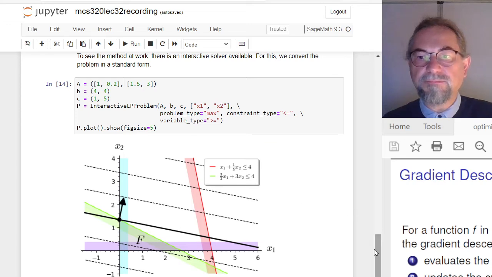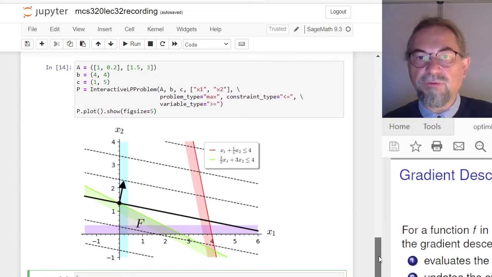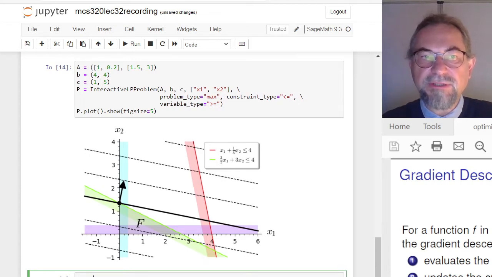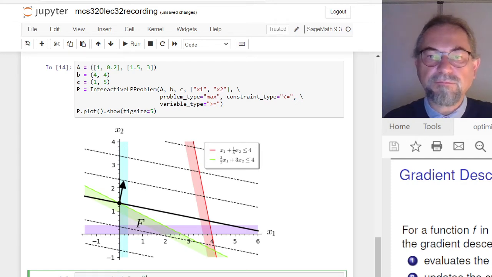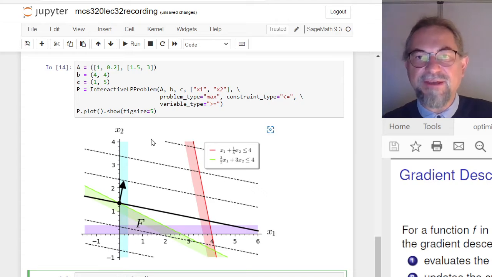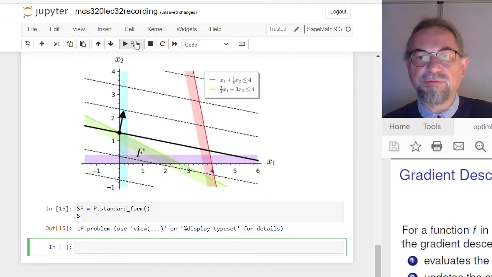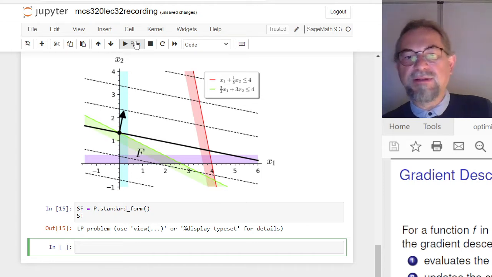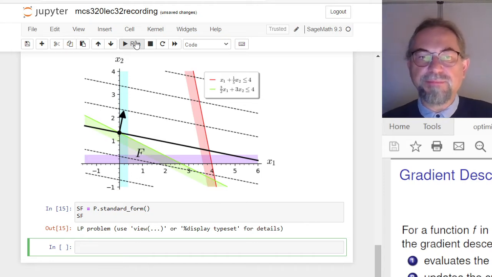Okay, I spoke about the standard form. So this is the interactive problem defined. Now I will actually convert to the standard form and call this f. Not to be confused, actually. I'm actually confusing this now. I will use SF. So there is the capital F from the picture, which is the feasible region. And you see that it's an LP problem.